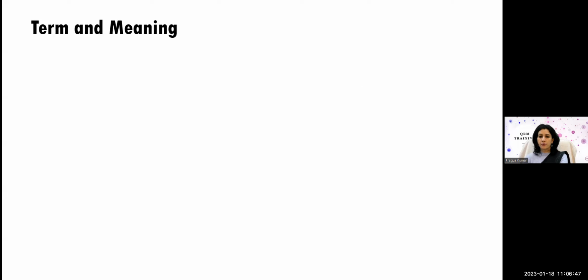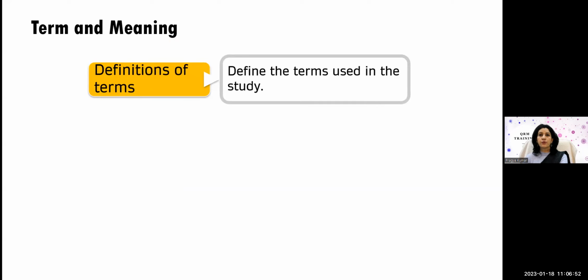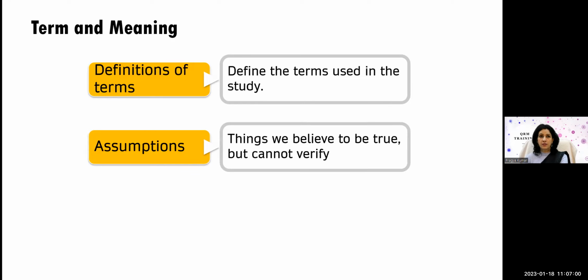Now coming to the other terms and meanings, because we have seen that you should define the terms used in the study. So those definitions of terms are needed. Then assumptions. Now, what are the assumptions in this case? This assumption is not the worldview or the research paradigm, which will come in the methodology. Here in assumptions, you write that you believe that the people who will give the interview or share their knowledge are telling the truth, but you cannot verify it.